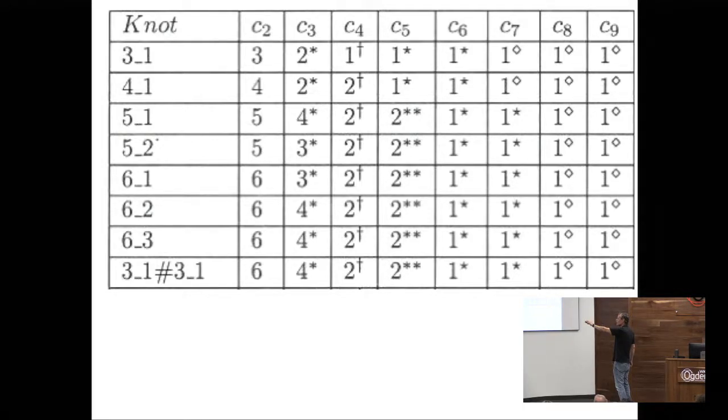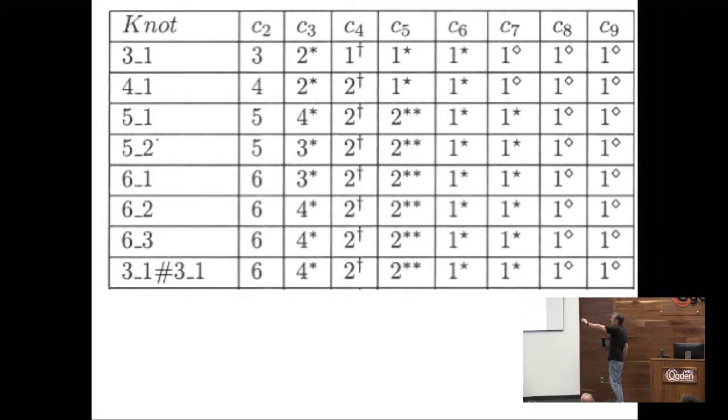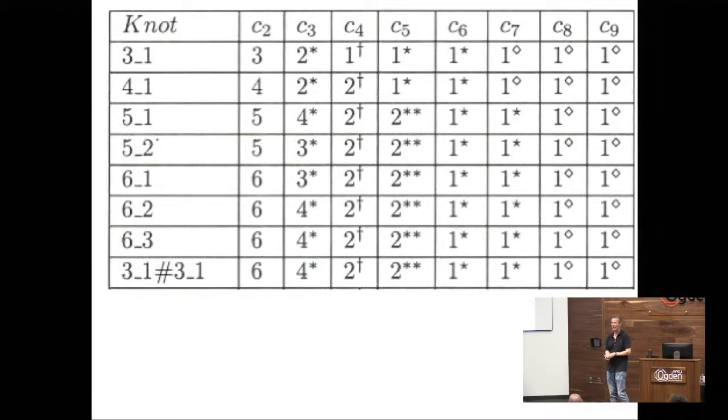One thing to notice is all 3 of these knots, 6_2, 6_3, and 3_1 sharp 3_1, which is a composition of 2 trefoils, have exactly the same spectrum. So if you were hoping that spectra would tell apart all knots, sorry, it's not going to happen, okay? Can always hope, but no.